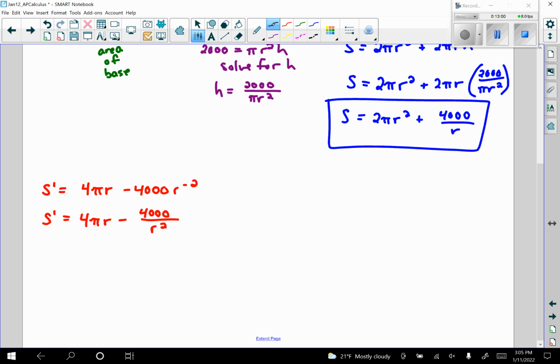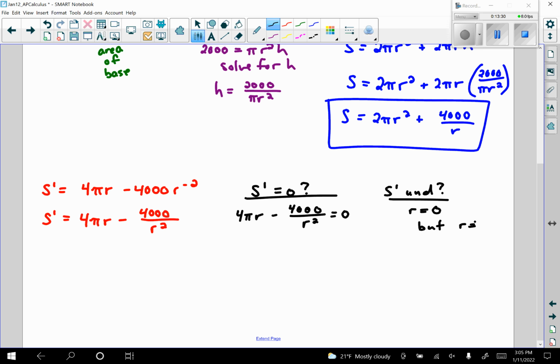So we want to ask ourselves our 2 questions here. Where is this equal to 0? Where is it undefined? So we'll set this equal to 0. And the only way this would be undefined is if r is 0, but r cannot be 0, because we have to have a radius of some measurement here, so we don't have to worry about that.